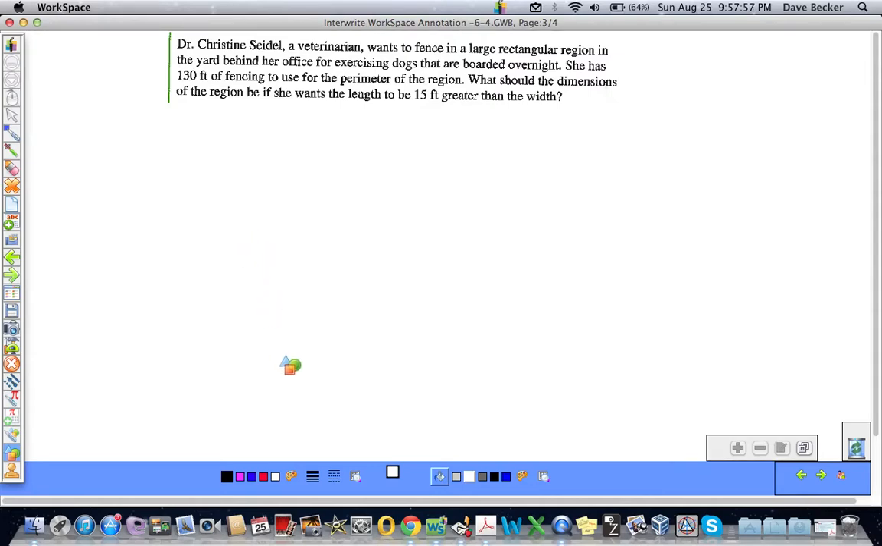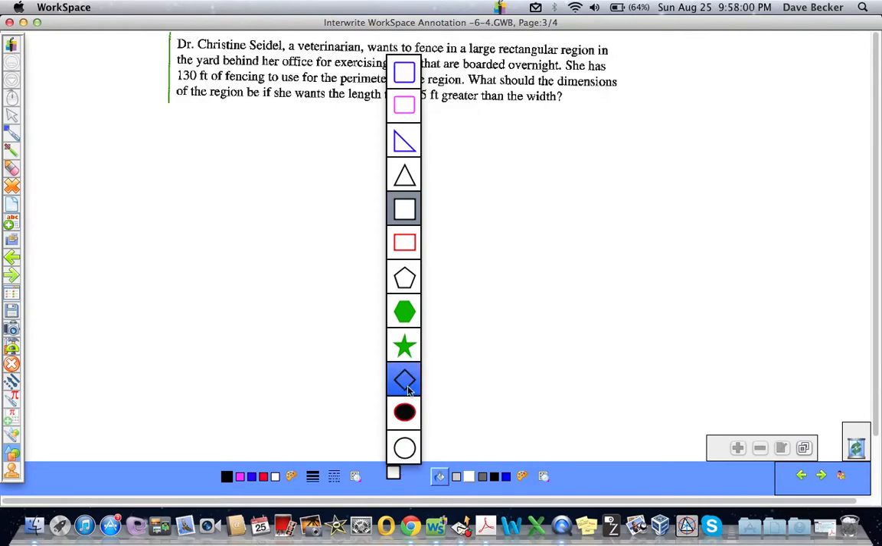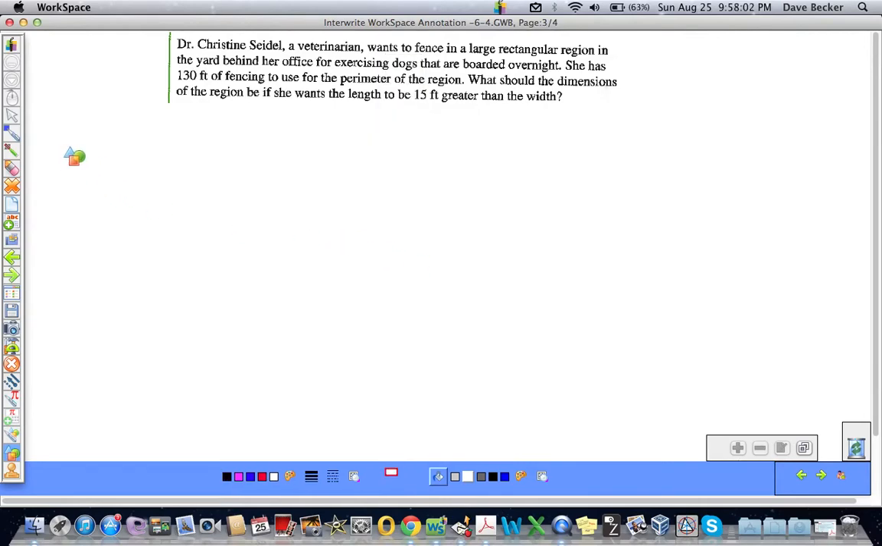That's not a rectangle though, that's a square. So let's find the rectangle. Oh, there it is. I got the square thing. Okay, so here's the rectangle. Okay, party on. All right.